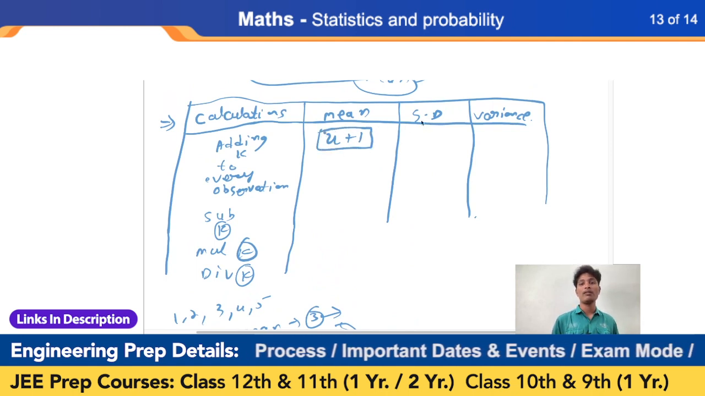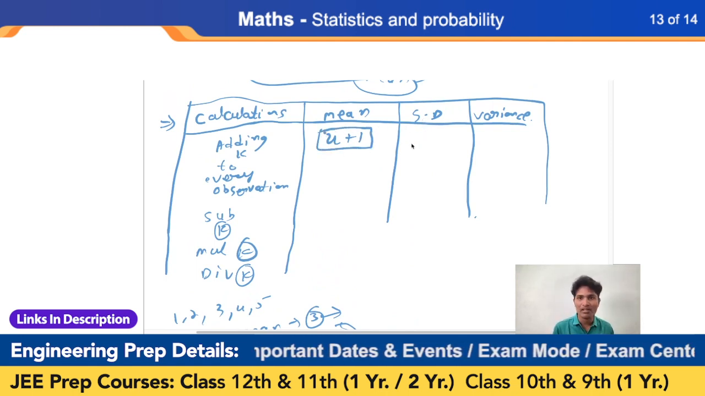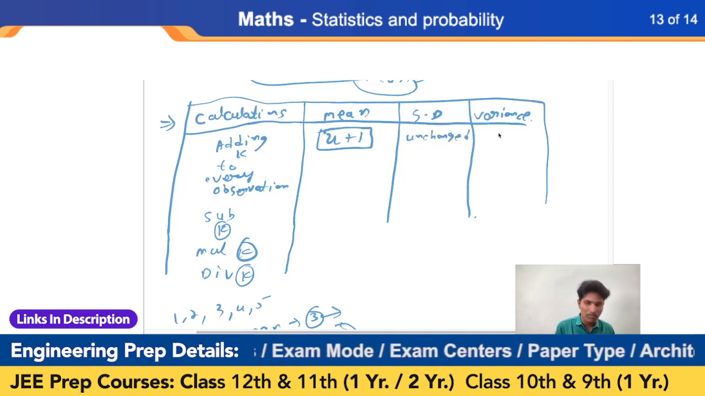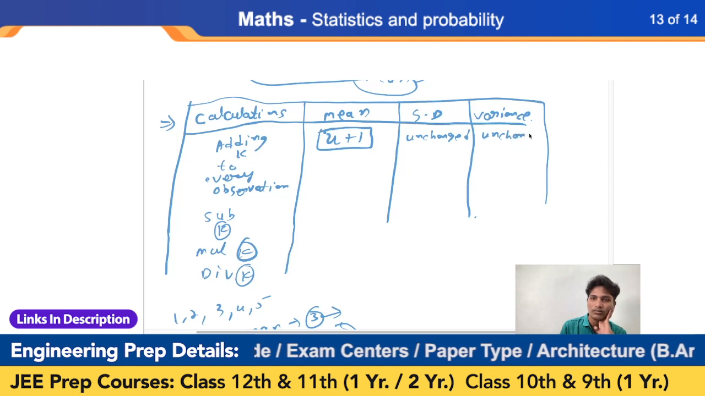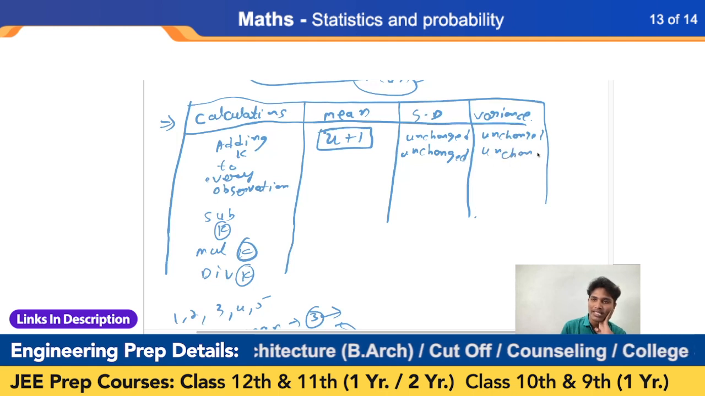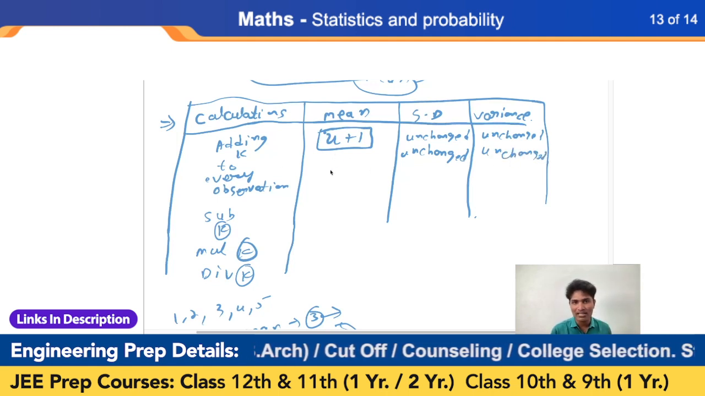Very important. What about standard deviation? Standard deviation will be unchanged. There is no change in the deviation. And the variance also, there is no change. Unchanged. For addition and subtraction there is no change in standard deviation and variance.